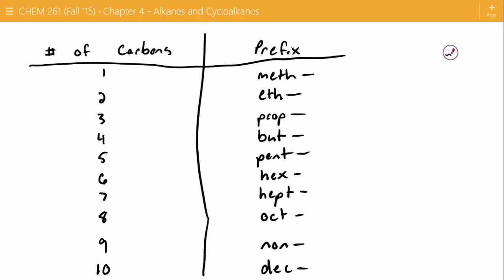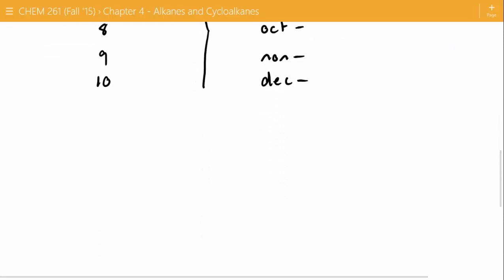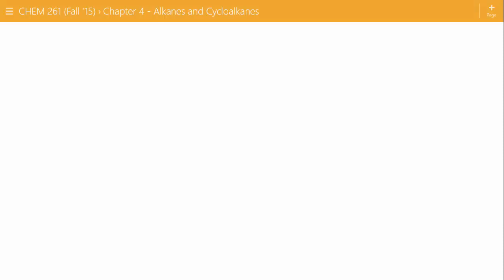All right, now we got to get into the more complicated aspects of naming. So simple naming is really straightforward, but things in chemistry are never simple. I'm sure you guys are aware of that. So let's get into a system of rules for naming.